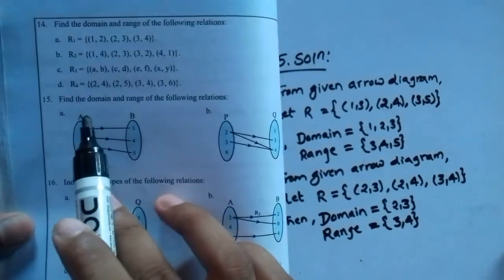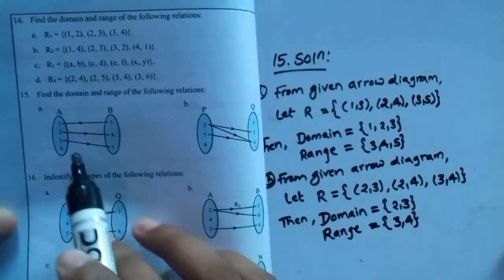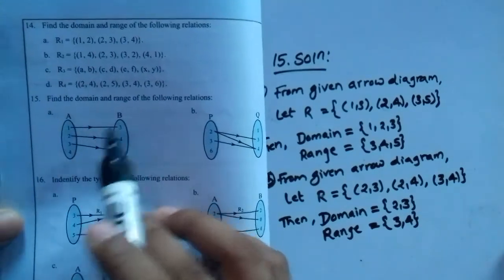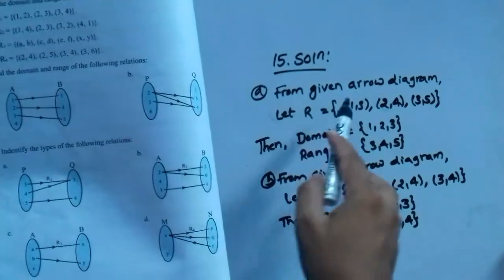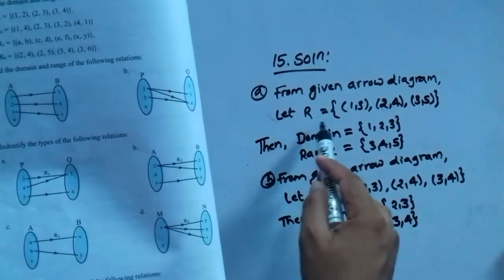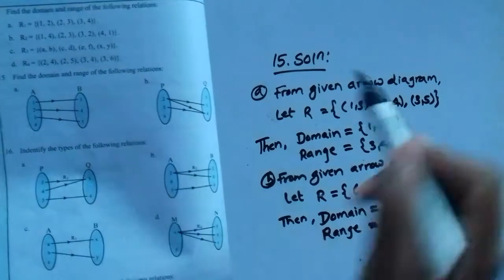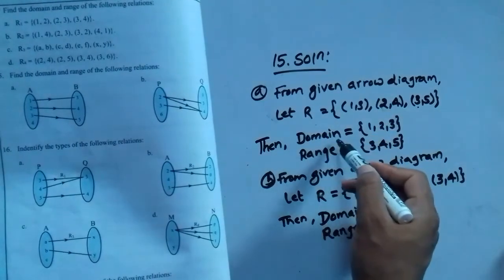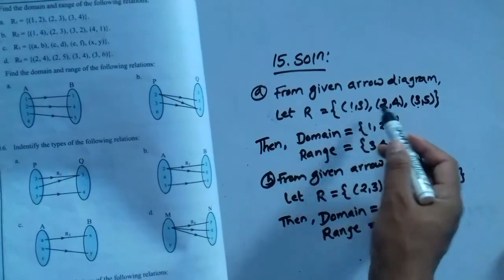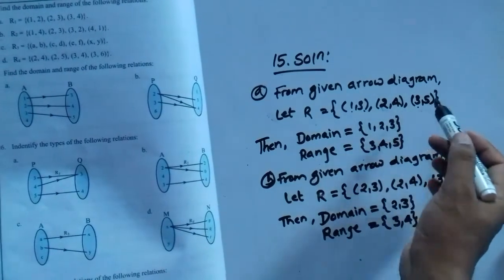In question number 15, we have to find domain and range of the following relations. From this arrow diagram, we can draw a relation like this: R equals 1, 3, 2, 4 and 3, 5. Then domain equals 1, 2, 3 and range equals 3, 4, 5.